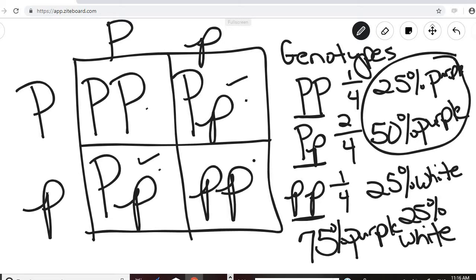Okay, so now keep in mind these are probabilities, so they're not always going to come out exactly like that, but if you bred enough of these flowers over a long period of time, generally you'd come pretty close to these percentages, but on each individual breeding you may not get exactly that.